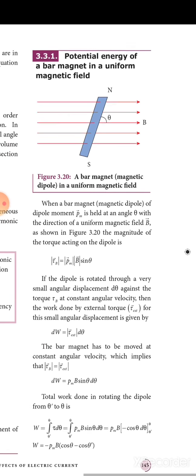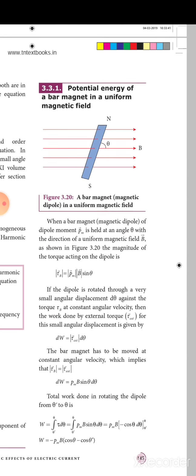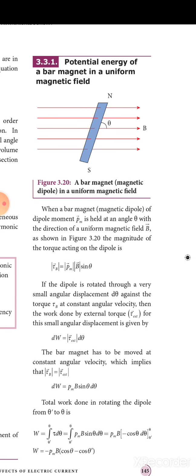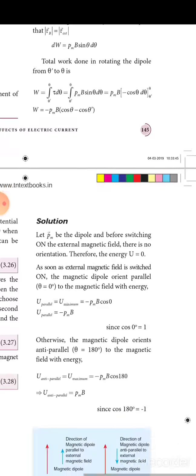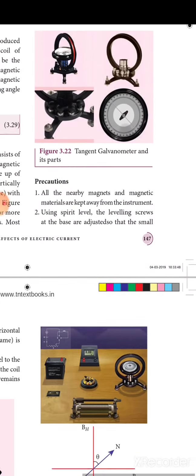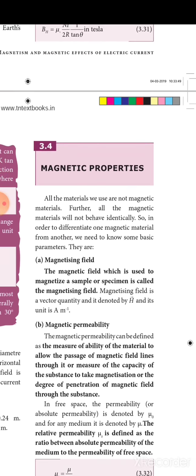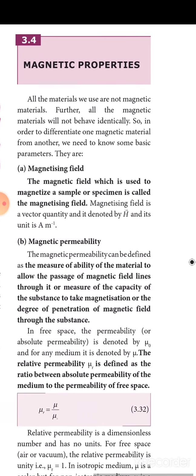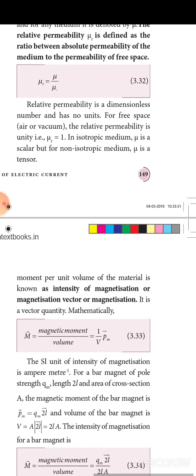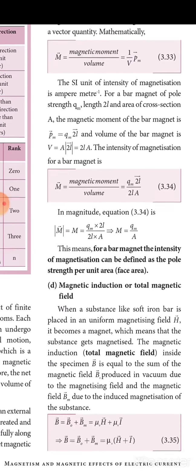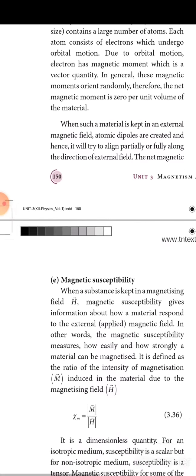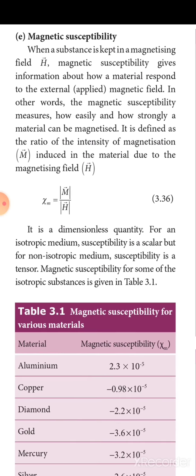Then, potential energy of a bar magnet in a uniform magnetic field. Tangent galvanometer is neglected because it is practical oriented. Then, two more important questions: what do you mean by magnetic permeability and magnetic susceptibility? These two are very repeated questions, and are also in our book back.